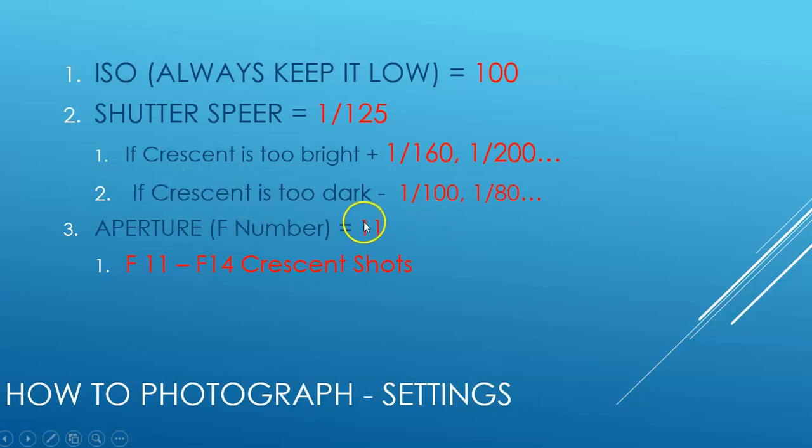Set the aperture or the f number of your camera to 11. Once you become experienced, you can experiment with it and use the f numbers between 11 and 14 for taking the pictures of the new crescent, but 11 is a good starting point.